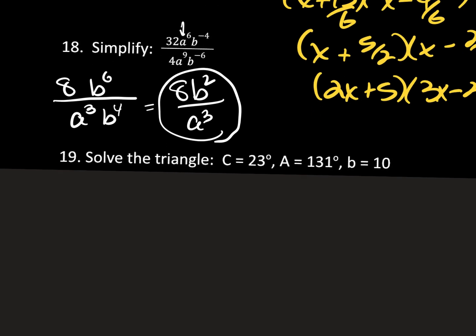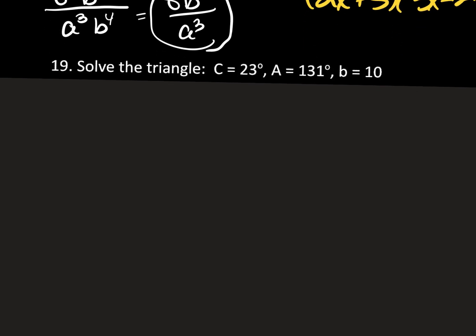19, haven't done this in a while, solve the triangle. It's law of sines, because here's the deal. I don't know what big B is. I don't know what little c is. I don't know what little a is. But I can figure out big B just by subtracting the other two angles from 180. So I'm doing 180 minus the 23 minus the 131. That gives me 26.